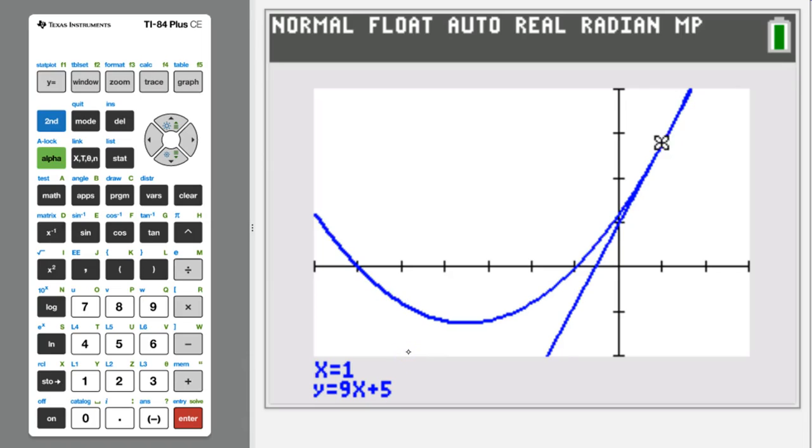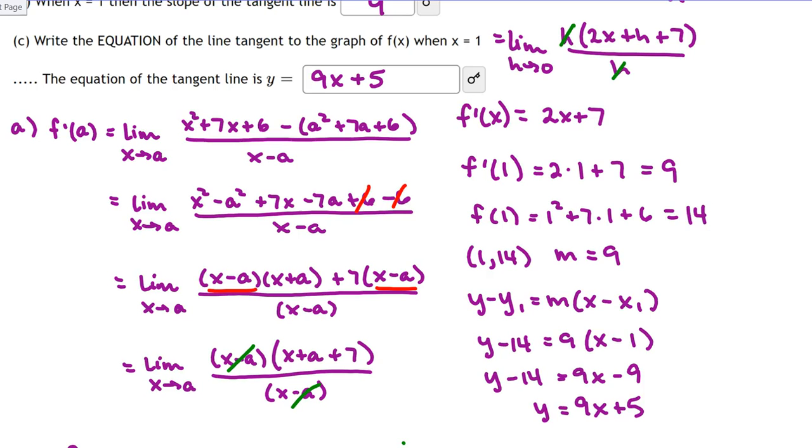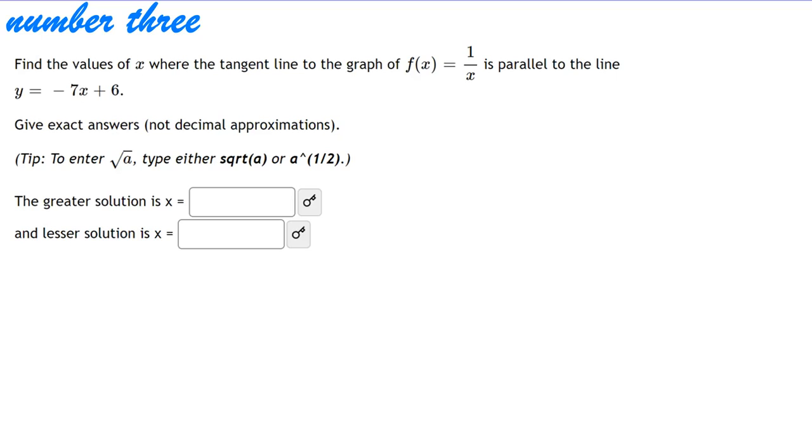And if all you needed was the slope of the tangent line at x equals 1, the derivative at x equals 1, the 9 is the part that you would be looking for to check your work. All right, let's keep going. We have a couple more to do.